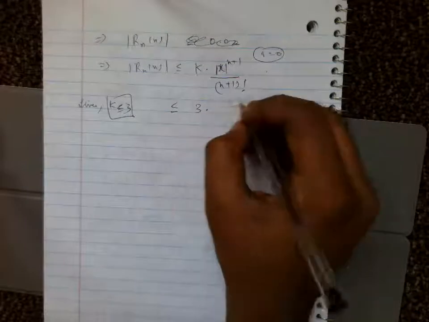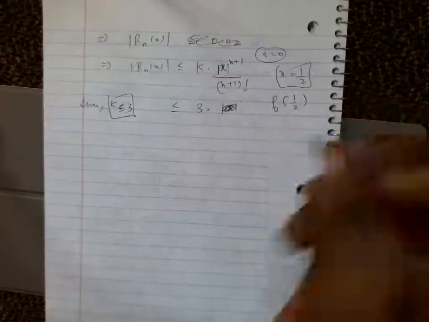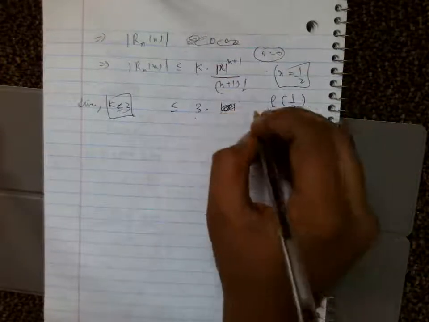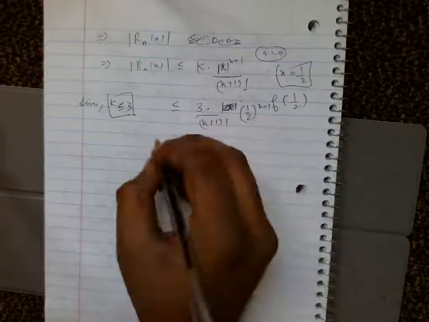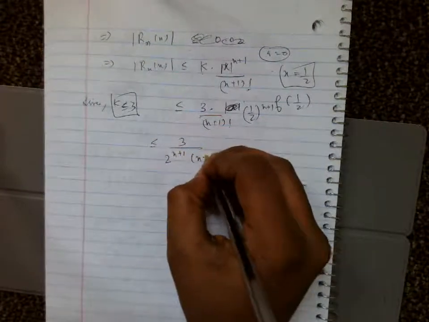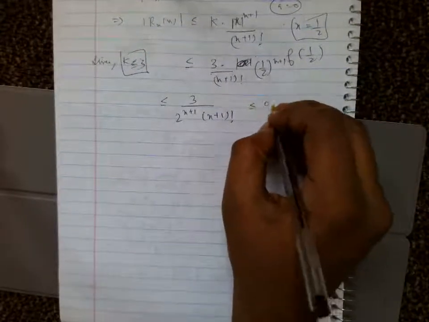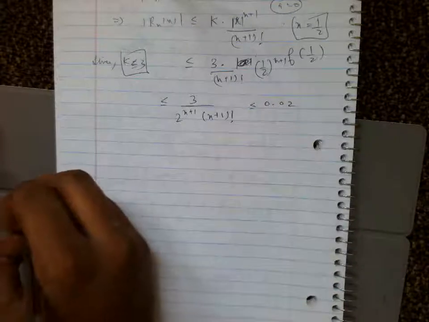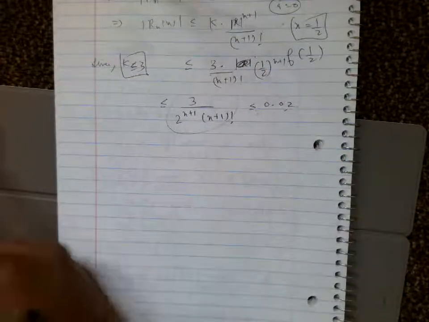This is less than or equal to 3 times modulus of, and also x is equal to half because we wanted to find out the value of f of half. So this is just less than or equal to half to the power n plus 1 divided by n plus 1 factorial. So this is less than or equal to 3 by 2 to the power n plus 1 times n plus 1 factorial, and we want this term to be less than or equal to 0.02. All right, and if we can make this less than or equal to 0.02, then the error term will also be less than or equal to 0.02.